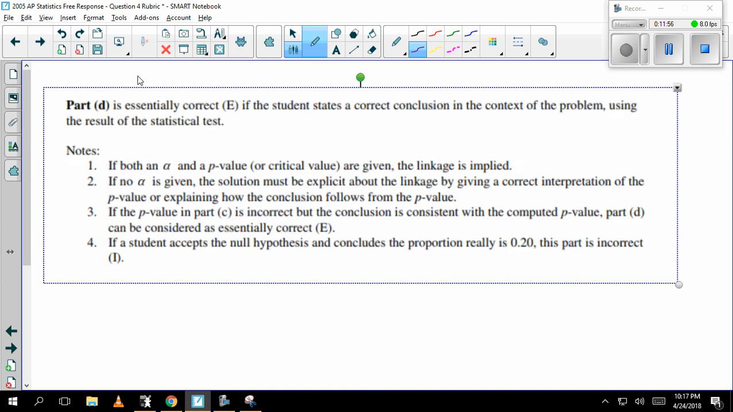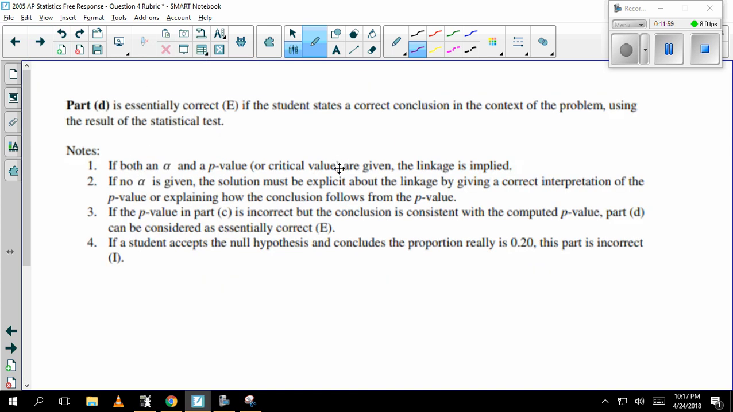Part D, essentially correct if you do this stuff. You list the p-value with linkage implied. So I said there was no alpha, but that's how you would find the alpha because the p-value was really big comparatively. If part C is wrong, but you're consistent, you can still get an essentially correct. But if you say you want to accept the null, then that's incorrect. So we can't conclude the proportion is really 20%. We simply don't have enough evidence to reject that idea.